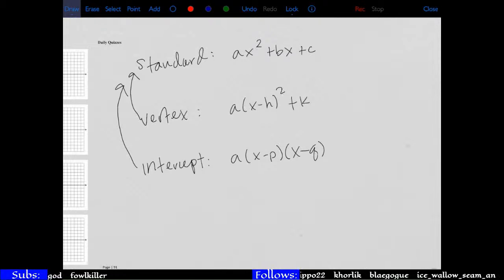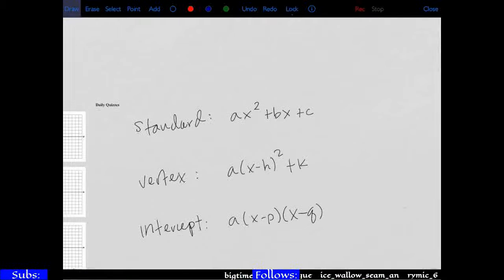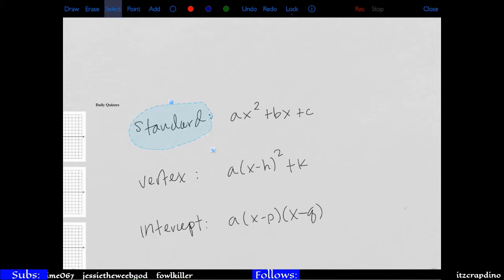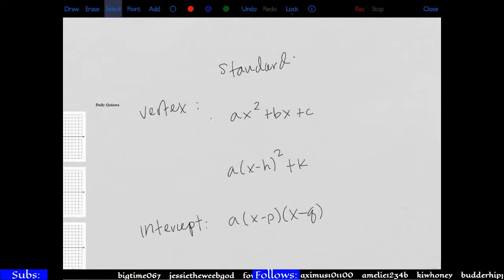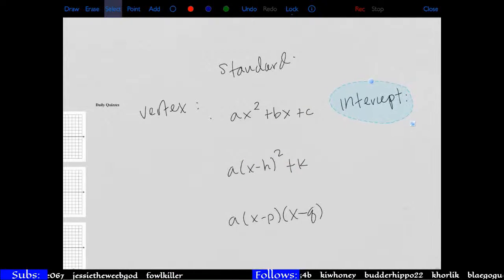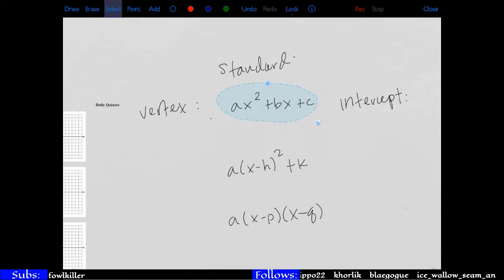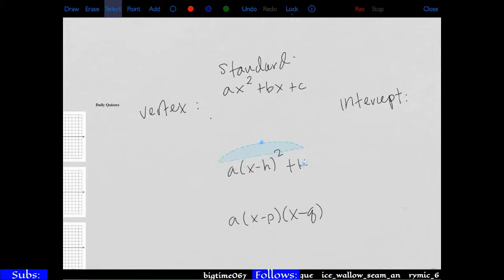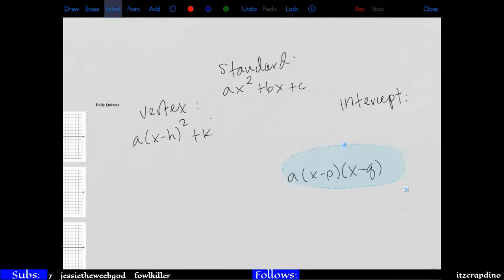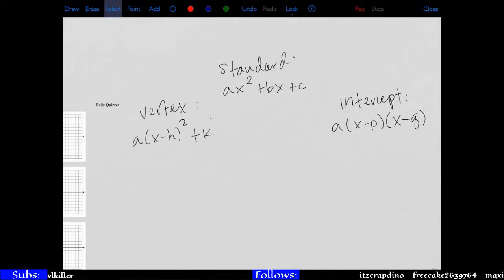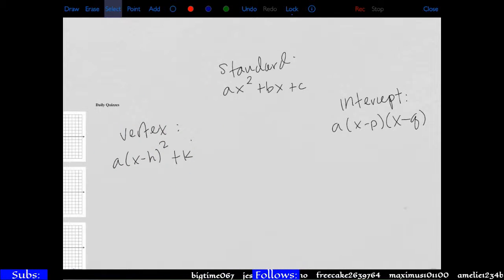You know what? I'm actually going to rearrange this like I did it in class, because it's going to get confusing if I do it differently here. In class, I did this rainbow here. Standard there, vertex maybe here, intercept over here. Yeah, this will make it look a little more familiar from when we did it in class. Okay, there's our three forms. Get them spaced a little bit here.